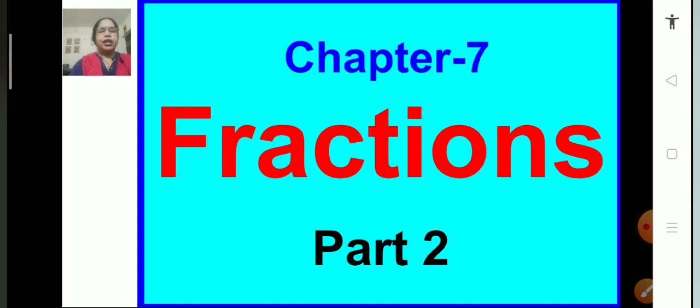The maths portion for your upcoming first semester exam includes 4 chapters. Chapter 3, Playing with Numbers. Chapter 5, Understanding Elementary Shapes. Chapter 6, Integers. And Chapter 7, Fractions, only up to exercise 7.2.